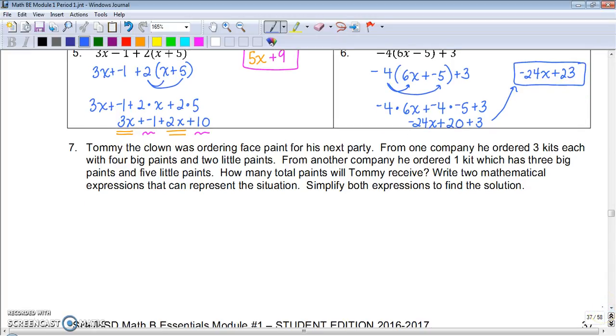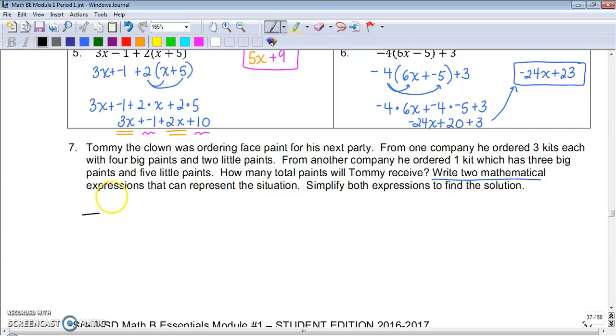Number 7, Tommy the Clown was ordering face paint for his next party. From one company, he ordered 3 kits, each with 4 big paints and 2 little paints. From another company, he ordered 1 kit, which has 3 big paints and 5 little paints. How many total paints will Tommy receive? Write 2 mathematical expressions that represent the situation and simplify both to find the solution.